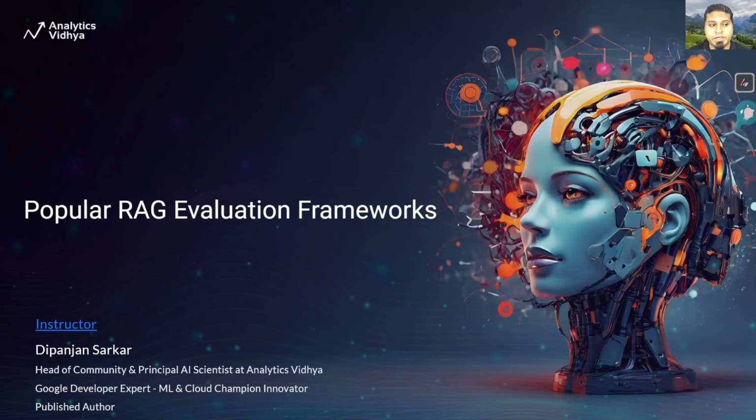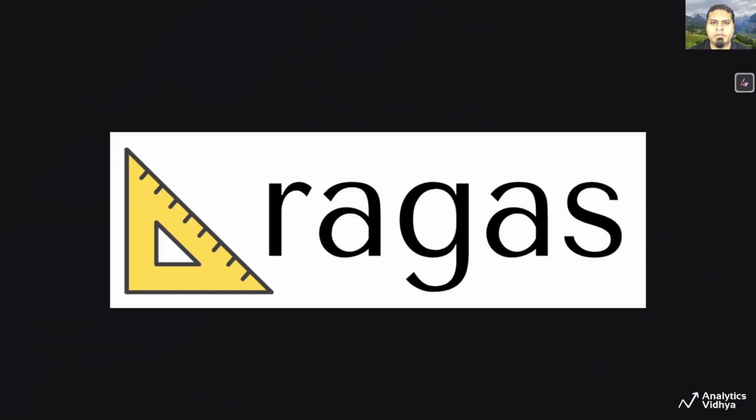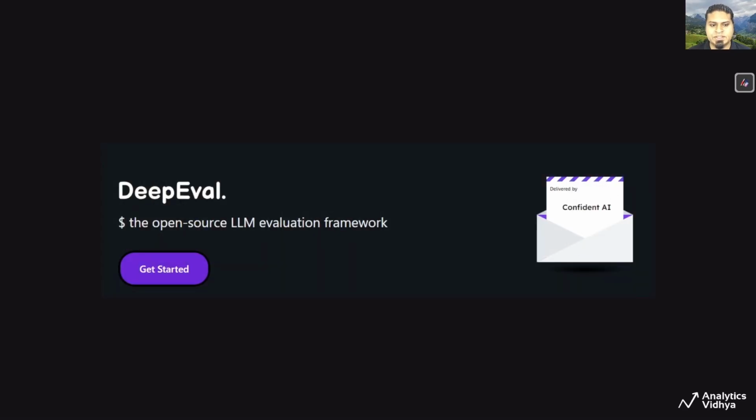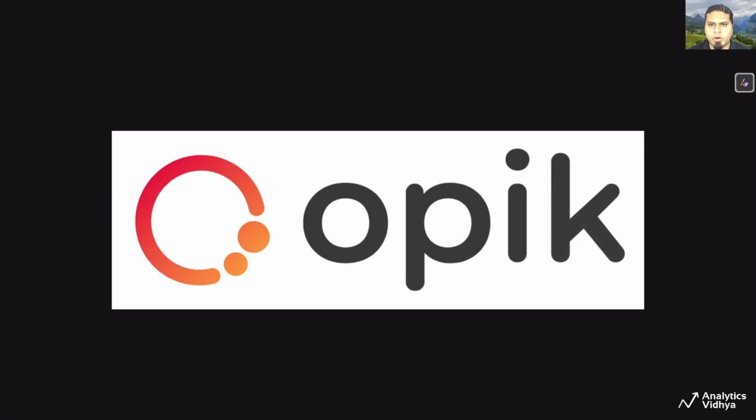Welcome back. In this video, we will talk about some of the popular open source RAG evaluation frameworks. One of the popular evaluation frameworks is RAGAS, which is pretty useful and gives you a variety of metrics, just like the ones we talked about in the previous video, which you can use to evaluate a RAG system. We have DeepEval, which is also one of the very popular open source LLM and RAG evaluation frameworks. And we also have Opik, which is one of the newer frameworks to help evaluate LLMs and RAG systems.